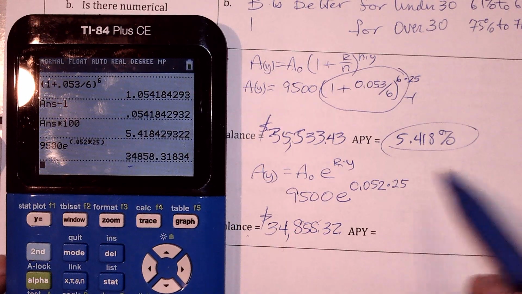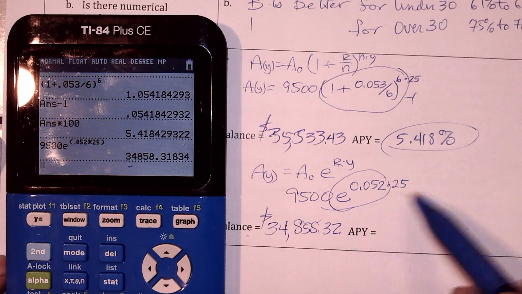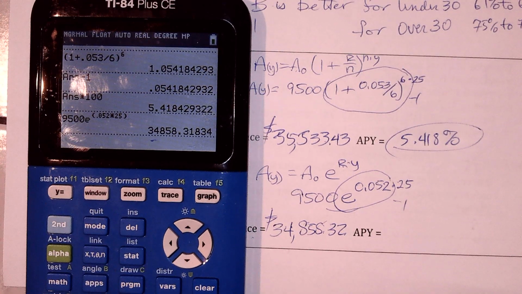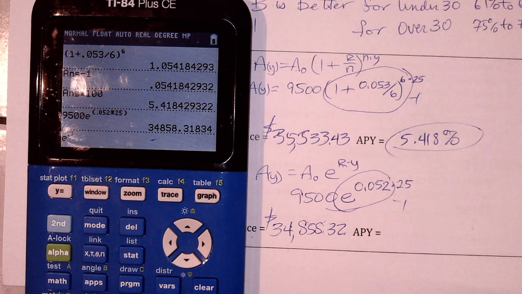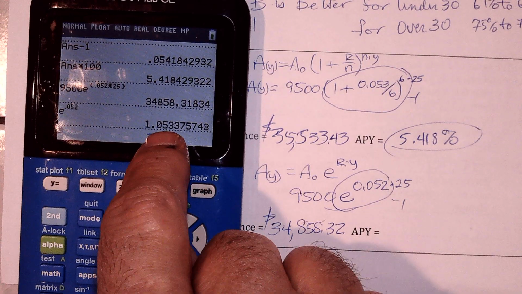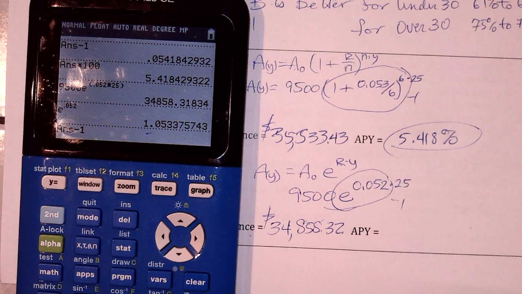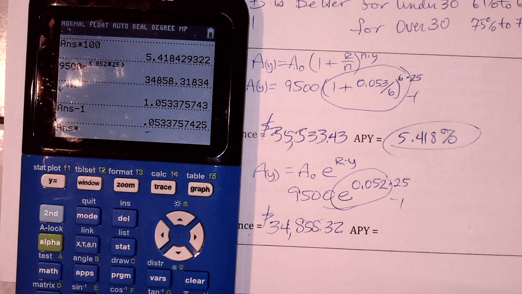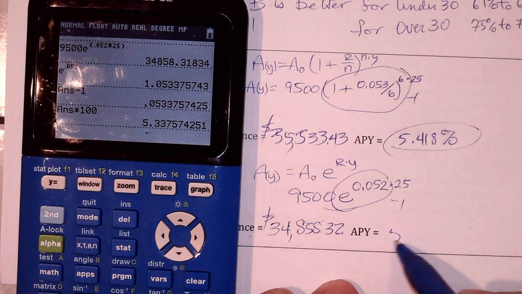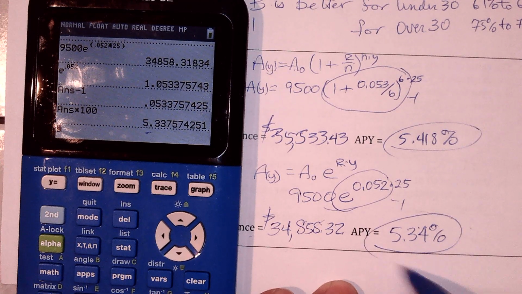So the APY, forget the 25, it's this part, the multiplier, minus 1. So I have to go e to the 0.052, and it's going to be the 5.33%, minus 1, enter, times 100. 5.34% annual percentage yield.